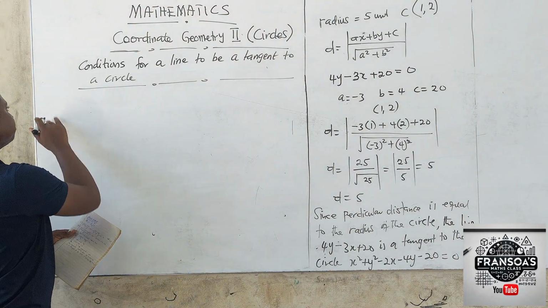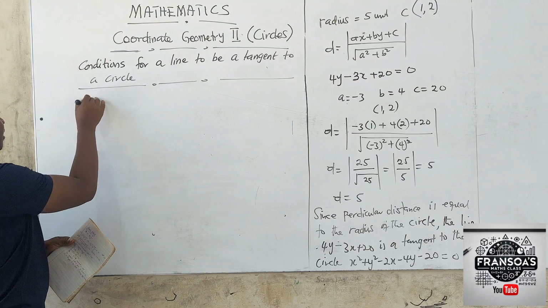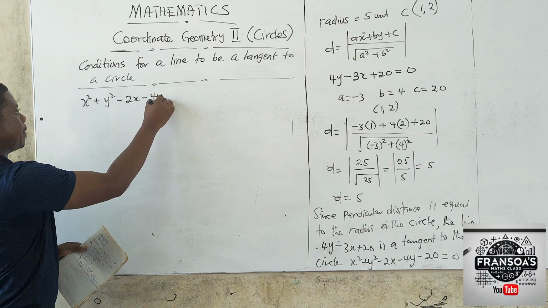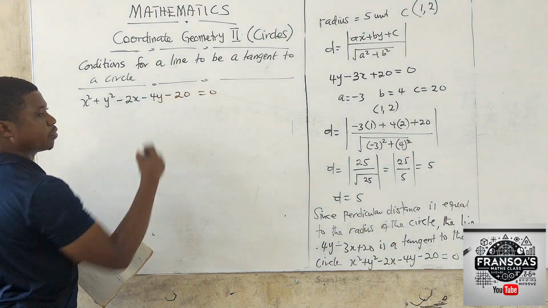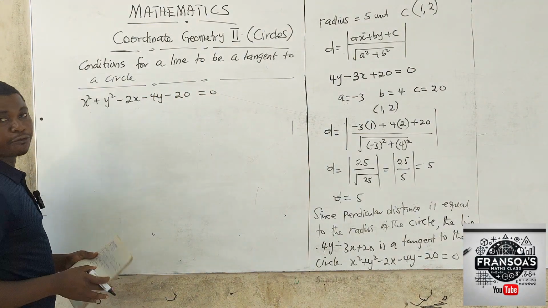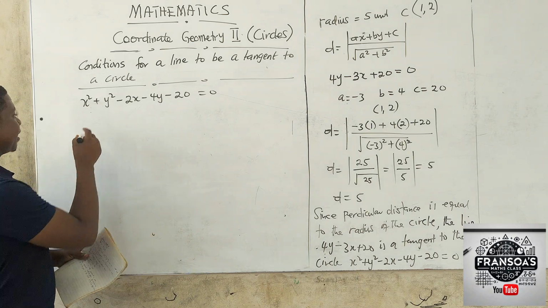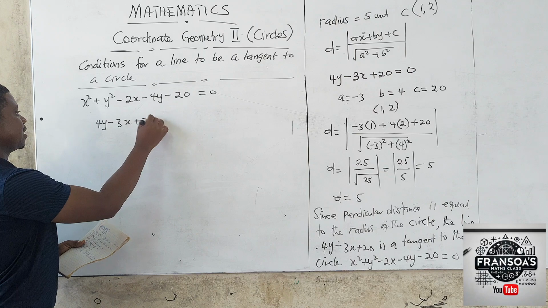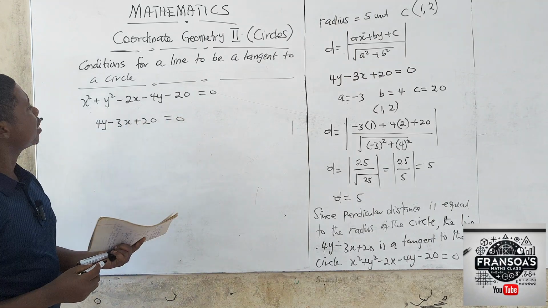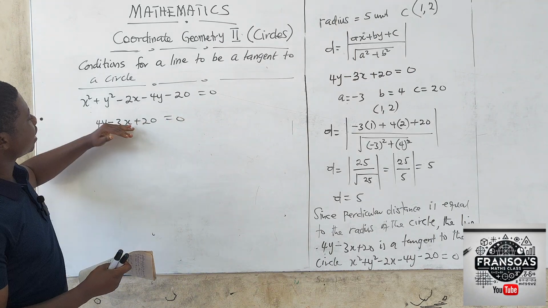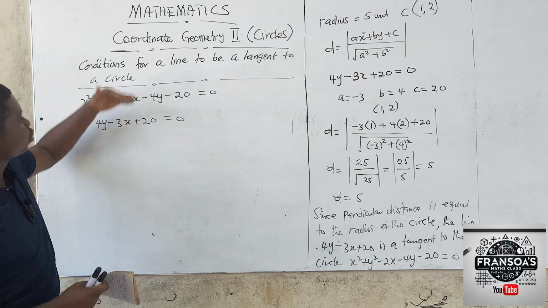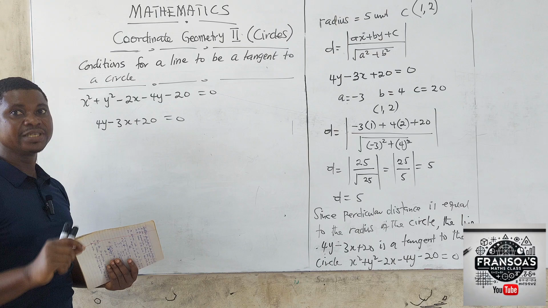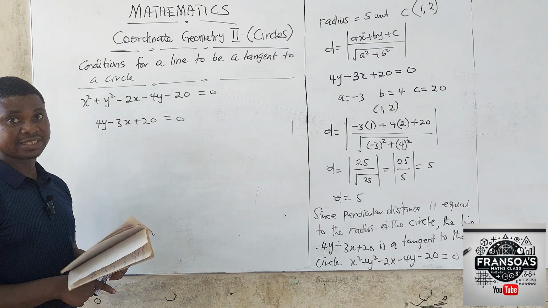So we have been given the equation of a circle as x squared plus y squared minus 2x minus 4y minus 20 equal to 0. And the equation of the line is 4y minus 3x plus 20 equal to 0. When you substitute this equation into this, and after solving you have a repeated root, then it means that it is a tangent to that circle.